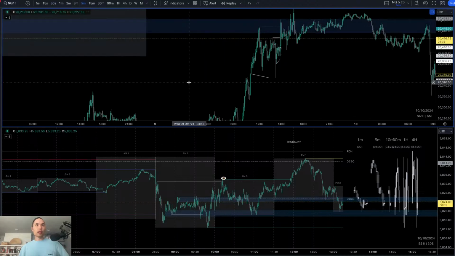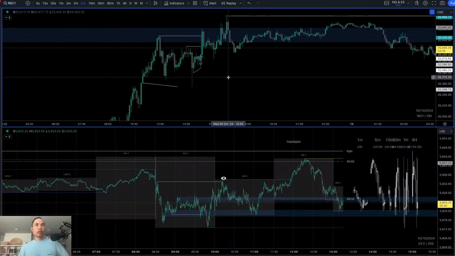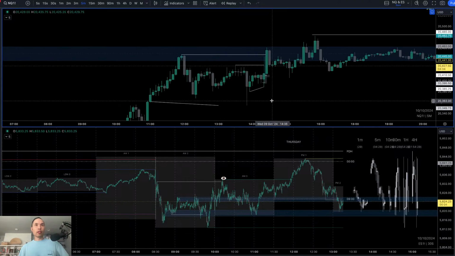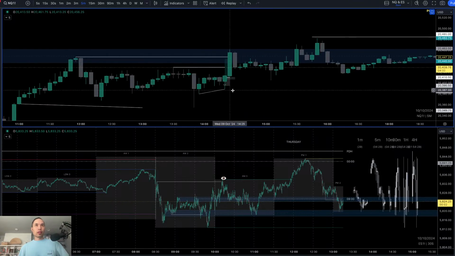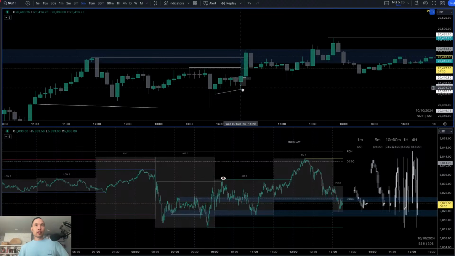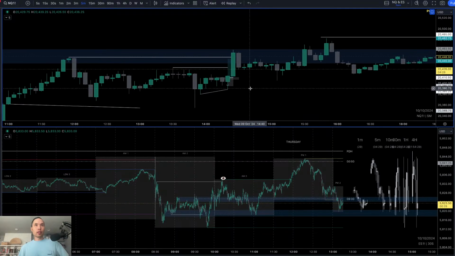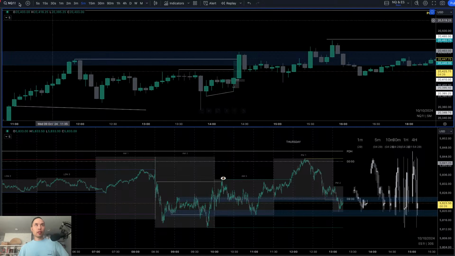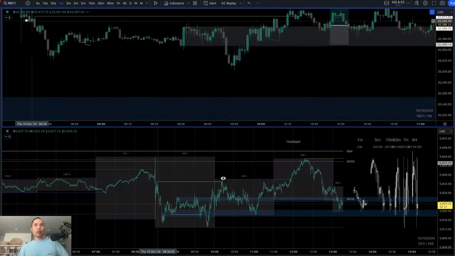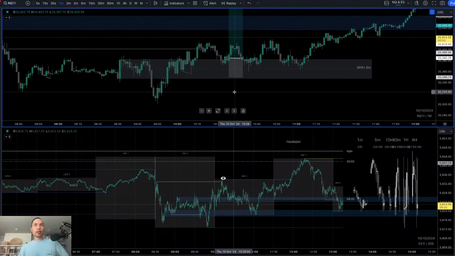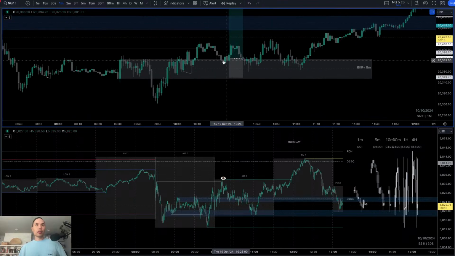Let's take the 5-minute, see if that would have worked out. Would have entered here. No unicorn setup, but a good breaker setup. Had to put a limit order right here in this 1020 to 1040 macro.